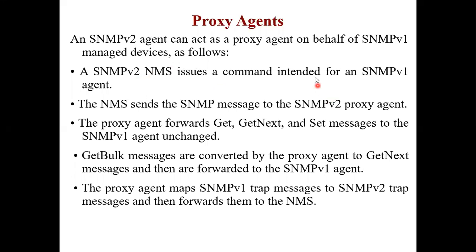Now see, this proxy agent we had already discussed when we were discussing the organization or the architecture of the organization model of your SNMP. So we had a 3-tier model where between the agent and the manager, we had a proxy server, or you can say a proxy agent. Now what happens is, suppose an SNMP version 2 NMS issues a command intended for a version 1 agent. Okay, so version 2 ka NMS hai, he sends a message for version 1 agent.